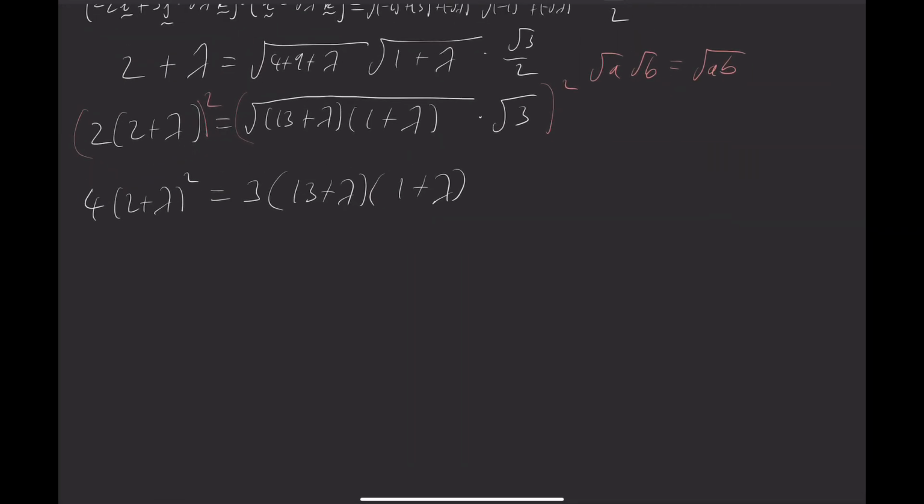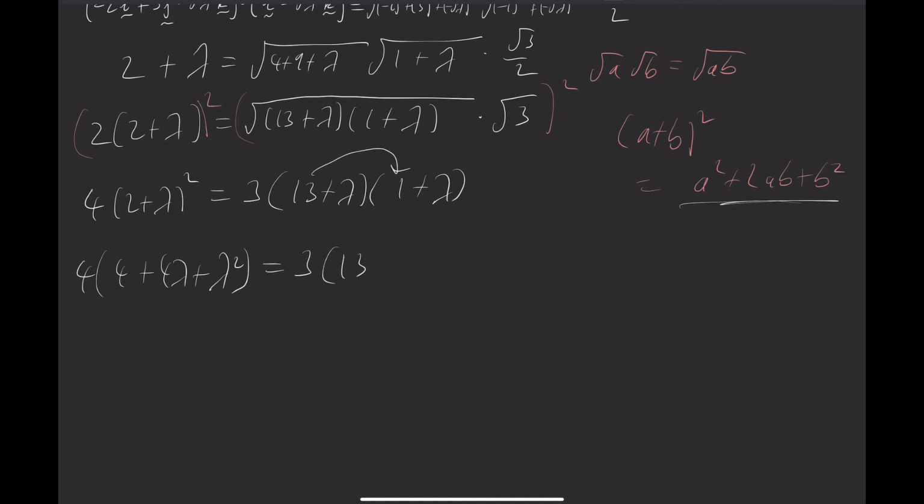All right, let's expand all of our brackets. So we'll first expand brackets and then we'll go into those brackets. So this becomes 4 plus 4 lambda plus lambda squared, and that comes from the fact that a plus b all squared is a squared plus 2ab plus b squared. So I encourage you to know that expansion trick there. And this one I'm going to FOIL. So 13 times 1 is 13. 13 times lambda is 13 lambda. Lambda times 1 is lambda. And lambda times lambda is lambda squared.